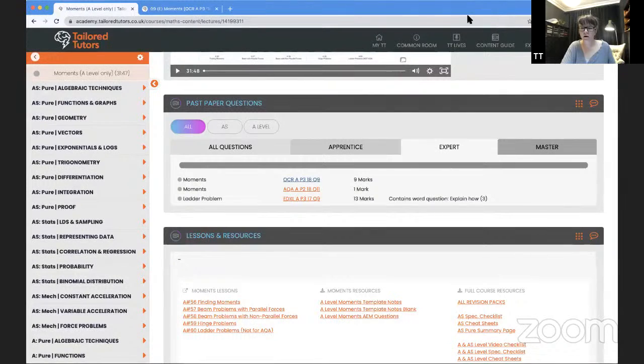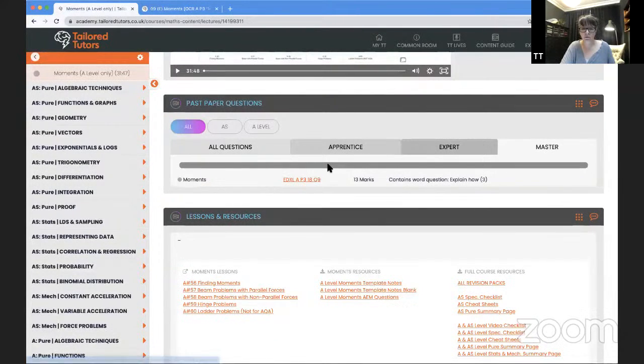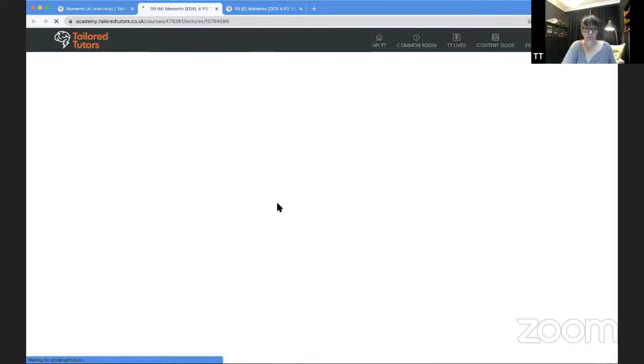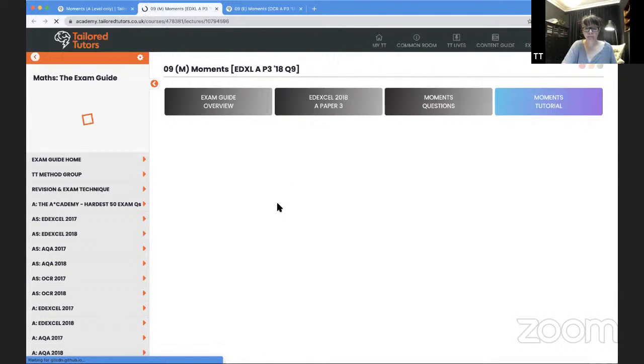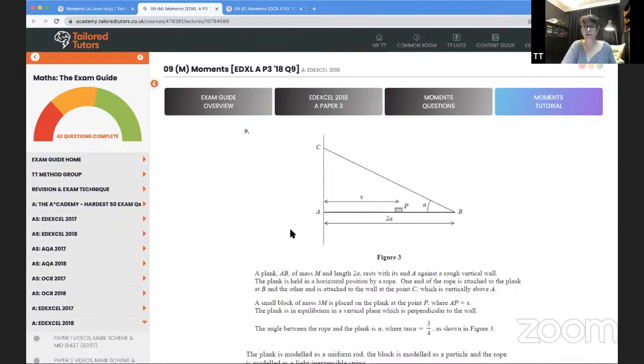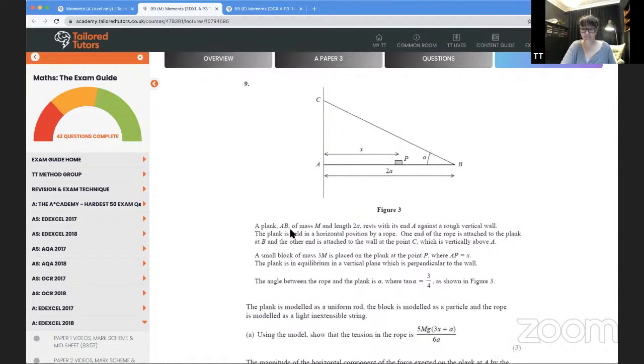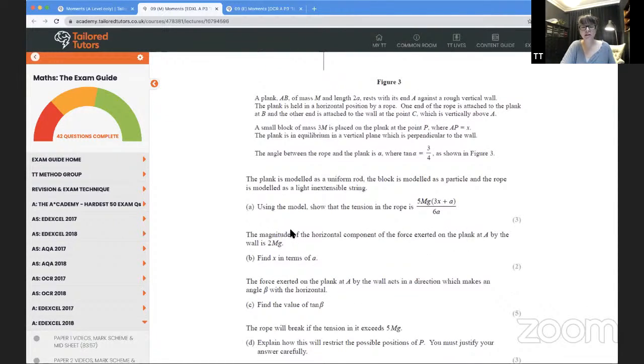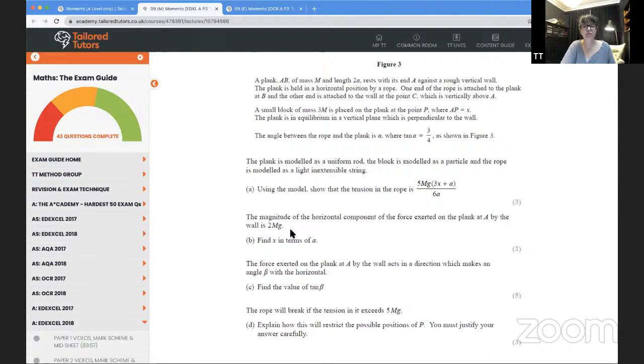Probably going to be a hard one, and it doesn't say ladder, so we might be all right. Let's have a look at this one. Oh, perfect, a hinge. Now this one is going to be really, really hard. This is really hard.